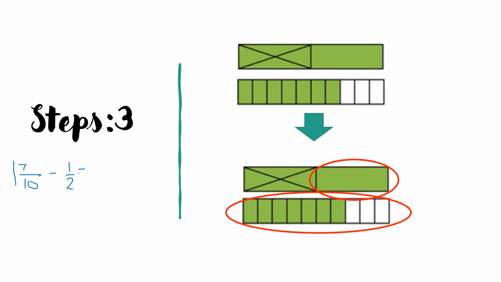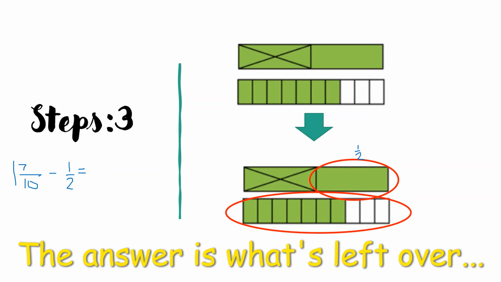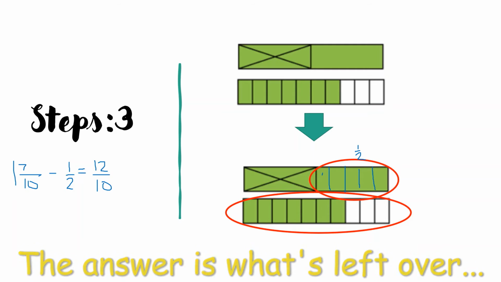To get the answer, all you simply have to do is look at what's left over. So this 1/2 is gone, leaving 1/2 and 7/10, which is kind of weird. So one way we can do this is by breaking this larger piece into the same size as our smaller ones. When we do this, and after we have counted them, we will see that we actually have 12 tenths, because the value of each one of these pieces is 1/10.